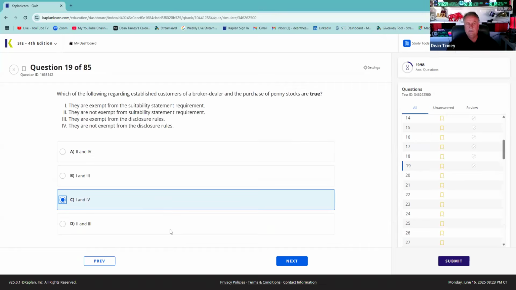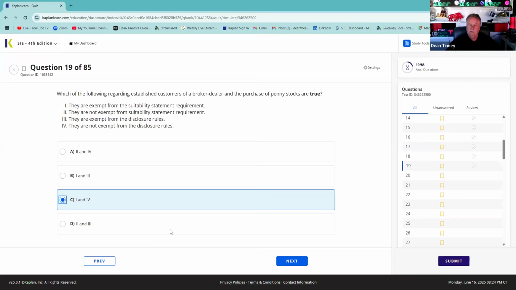Now the other test question is, what makes you an established customer? If you have any transactions within how many transactions? At least one transaction within. No, 3 transactions. So to become an established customer, you have to do 3 transactions or have funds with the broker dealer for a year. All right, so very testable.